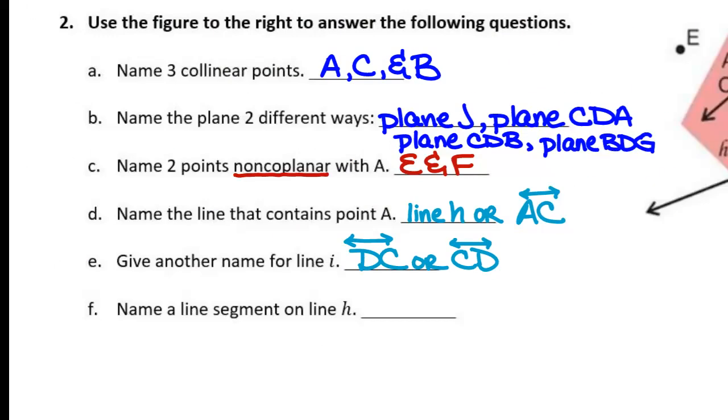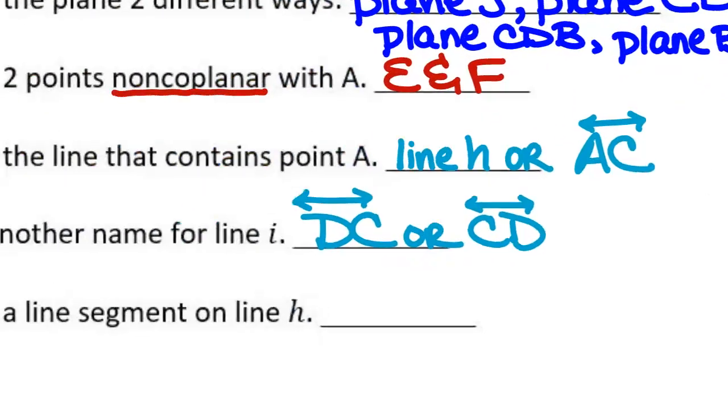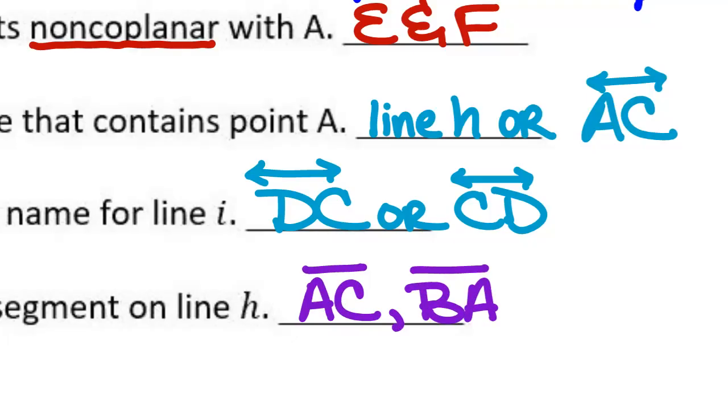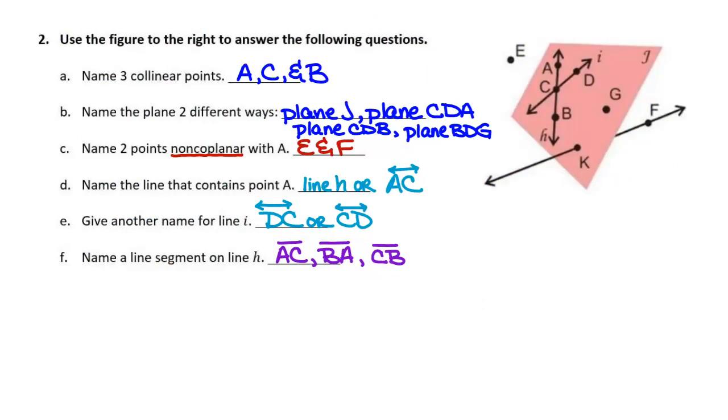Name a line segment on line H. I want just a segment on this line. AC or BA. Let me write both of those down. AC, BA. So I only see one other line segment on there. Can you guys find the last line segment on H? CB. Very nicely done. Let's go ahead and flip over to page 6.